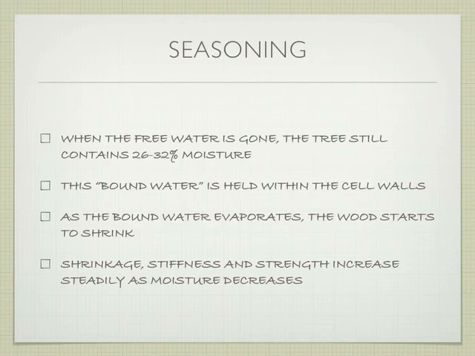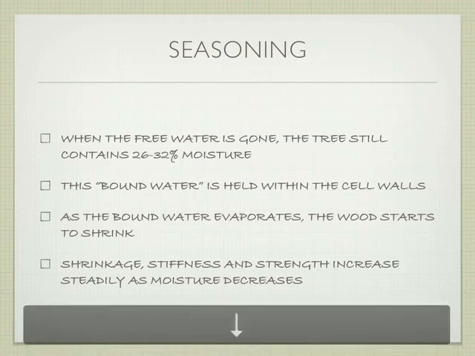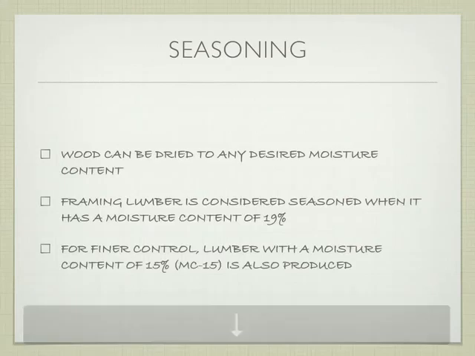This process takes a little bit longer, but when the bound water evaporates, you can think of a cell as being swollen with water. As that water starts to evaporate, the cell shrinks down, and therefore the wood shrinks, which is part of the problem with wood. So the shrinkage, the stiffness, and the strength of the wood is going to increase steadily as the moisture decreases. It's kind of like concrete. The less water, the stronger it is. Same thing happens with wood. So wood can be dried to any desired moisture content.